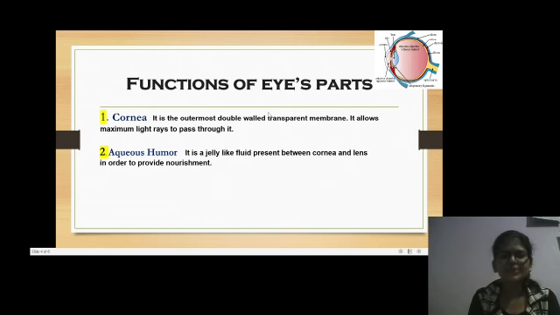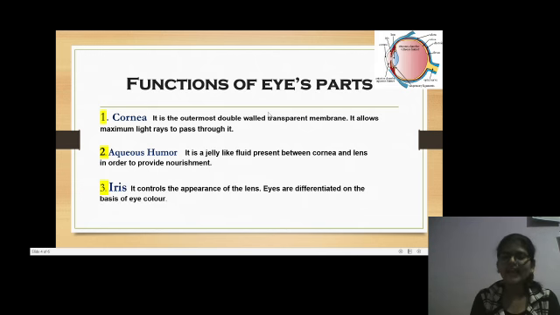The next thing I would like to explain is iris. It controls the appearance of the eye. Eyes are differentiated on the basis of eye color. So here iris is present. We know that there are different types of eyes. We can differentiate them. Those are brown eyes, black eyes, green eyes or blue eyes. So how are we able to differentiate them? We are differentiating them on the basis of their appearance, that is their color. So this iris is responsible for eye color.